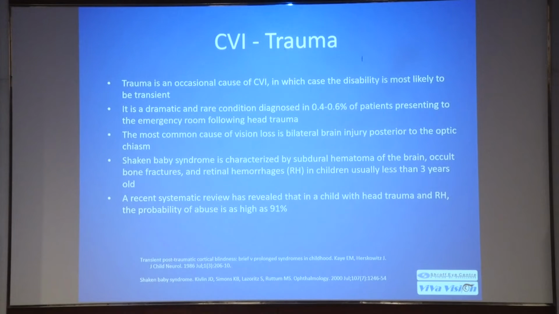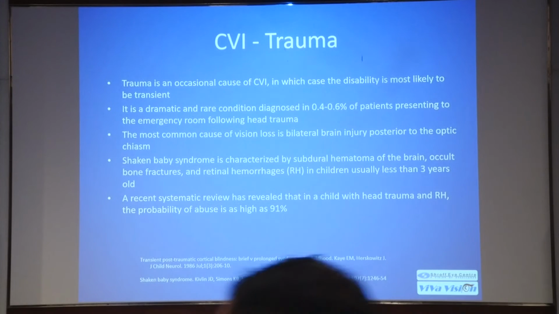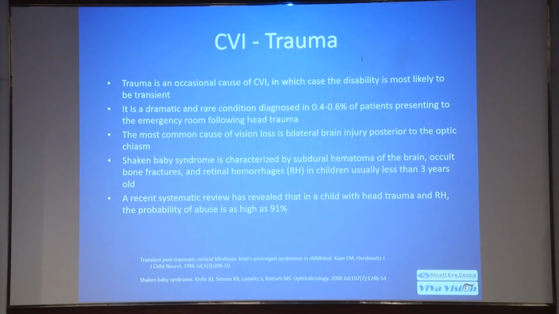So with that overview of hereditary fundus dystrophies, I want to move on to trauma. Trauma is an occasional cause of cortical visual impairment, which can be transient or permanent. Transient CVI following an accidental trauma generally has an extremely good prognosis. But when we look at the constellation of features seen in shaken baby syndrome, which is a subdural hematoma of the brain, occult bone fractures, and multiple retinal hemorrhages, then there is a very high probability that this child may have been abused.